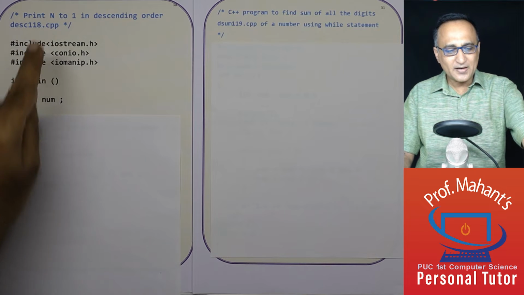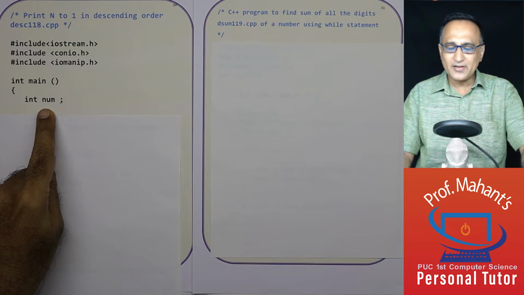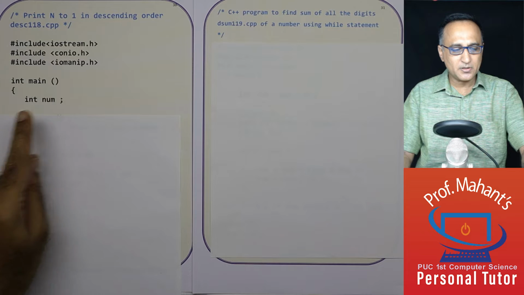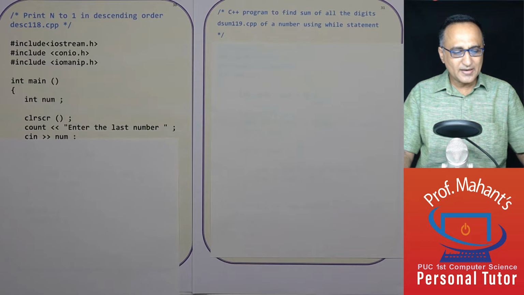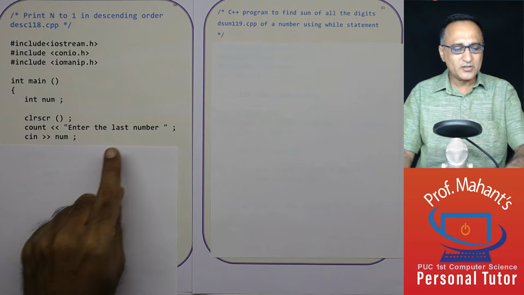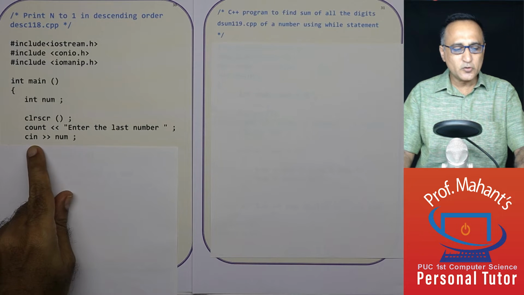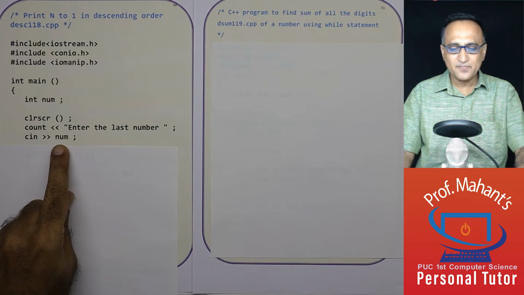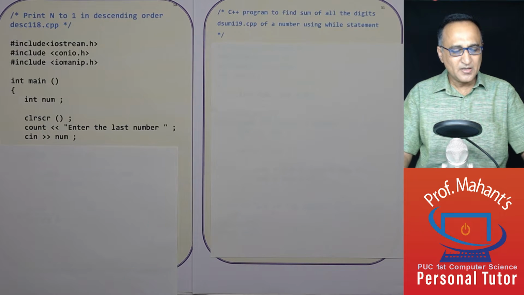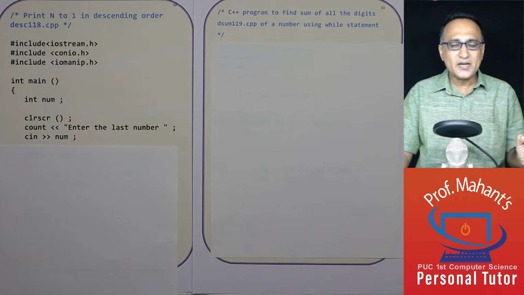So in place of n, I have taken the name of a variable called number. I am asking the user to enter the number or the last number where you want to start printing down from. So using cin, I have read a number. Let us say I read in a number 5, just to make it simple. Now what will be the while loop condition? I want to print 5, 4, 3, 2 and 1.